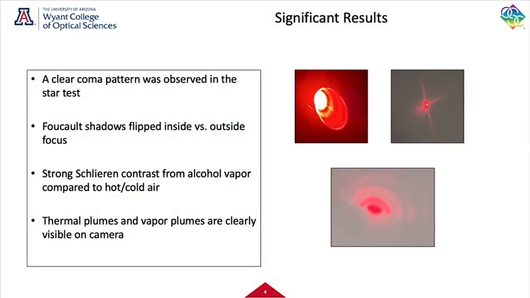One major result was that we saw a clear signature of coma in the star test. Inside focus, we saw the tail point one way, and outside focus, it flipped. A classic coma pattern.